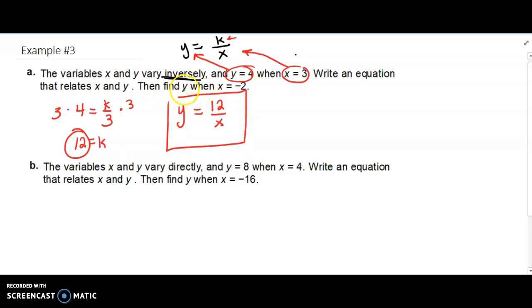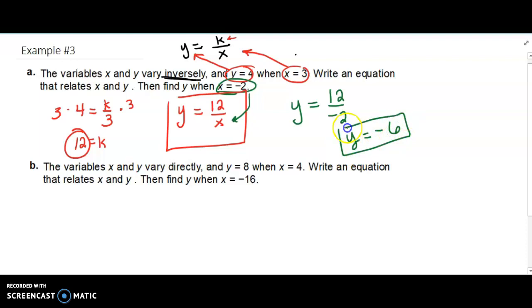So now it says find y when x equals negative 2. So all we're going to do is plug negative 2 in for x. So our y then would be negative 6. Same thing on B, except here we're varying directly.